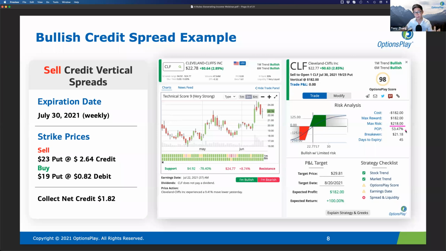Now, how do I figure that out? How do I know the max gain versus max loss? We're going to dive into this a little bit later, but really it comes down to the distance between the two strikes. So the distance between the $19 and the $23 put, that's $4. When you subtract $1.82, which is my max gain on the particular trade, that's how much I'm collecting. The rest of the $4, that's my max loss.